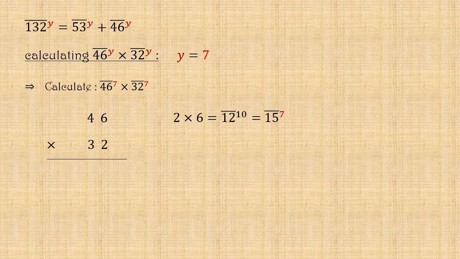So we write 5 as a result of this first operation, and we keep the digit 1 to add it for the next operation. Then, the multiplication of 2 by 4 gives a number that is written as 8 in base 10, which is written in base 7 as 11. But when we add the digit 1 that we kept from the previous operation, we would have the number that is written in base 7 as 12. So we write 12.